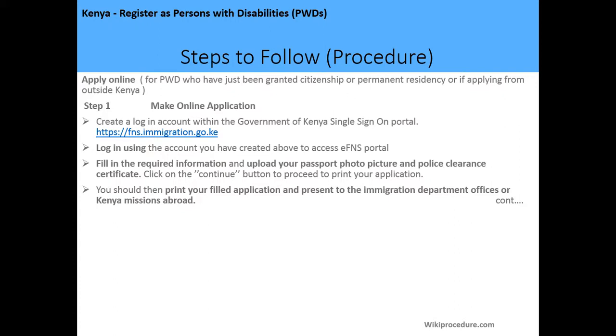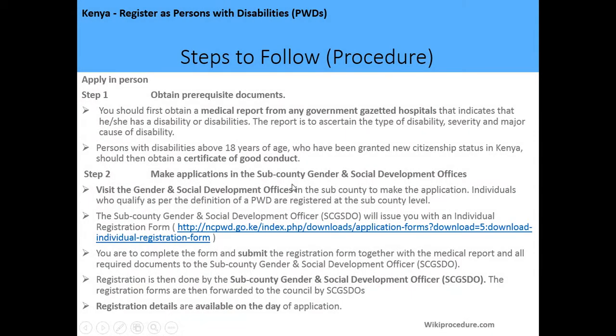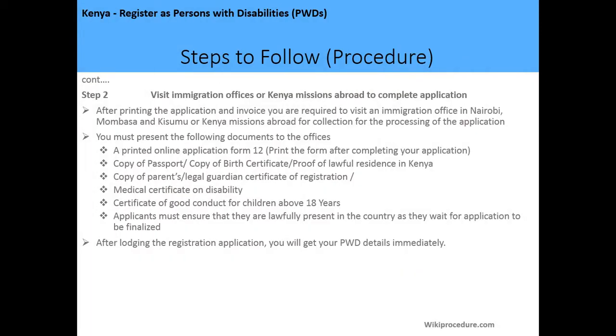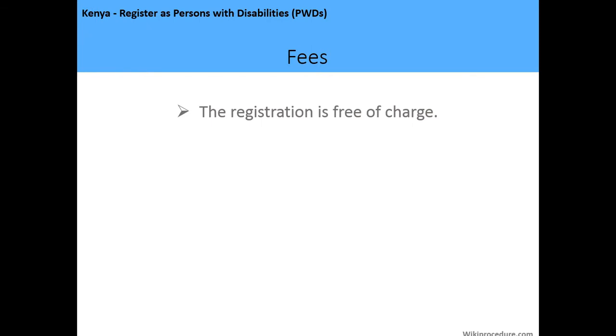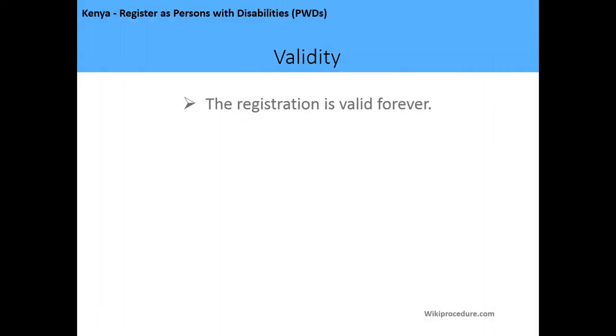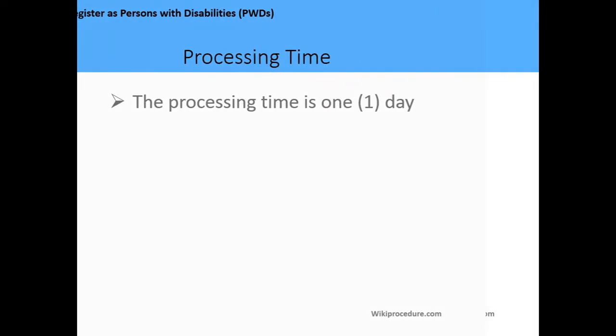Remember that this service is for foreign nationals, but if you are a Kenyan, you can take your online application form to the sub-county gender and social development office for registration. After printing the online application form, you should submit it together with the required documents which you have mentioned. The crucial one is the medical certificate of disability, and after lodging the application, you will get your persons with disability details immediately, which is usually a registration number and an ID card. The registration fee is free of charge. The validity period is forever. The processing time is 1 day.